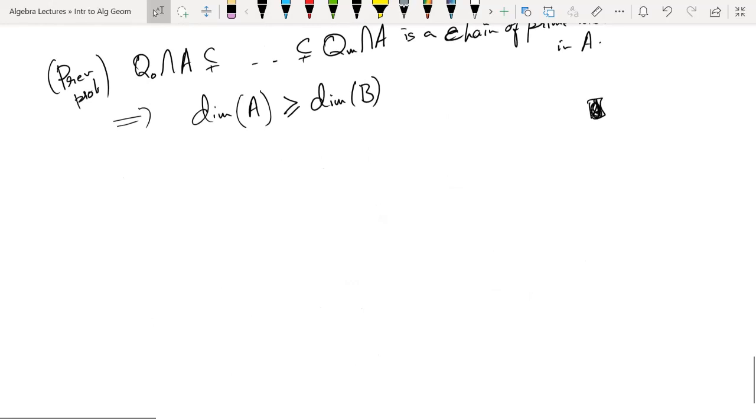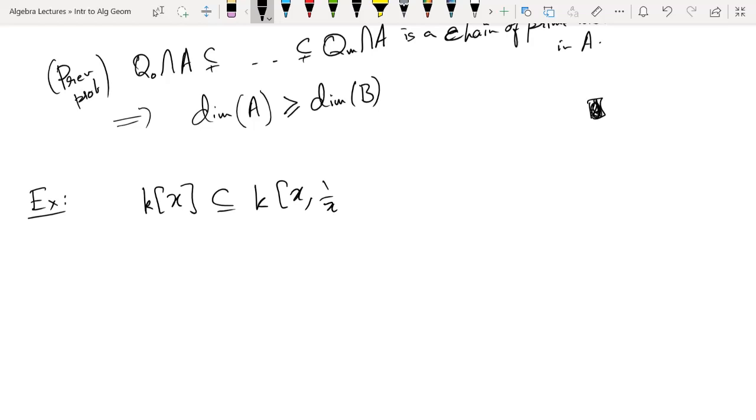Okay, so let's see some example. Maybe I don't know if we saw this localization example. So as I said, you want to look at some example where going up fails or things like that. Then you have to choose an extension which is not integral. So for instance, K[x] contained in K[x, 1/x]. So this is not an integral extension, though everything is nice.